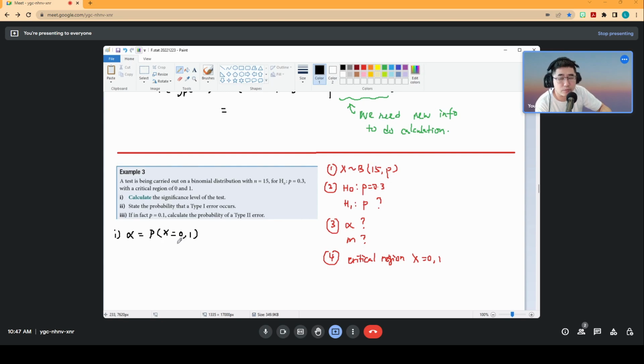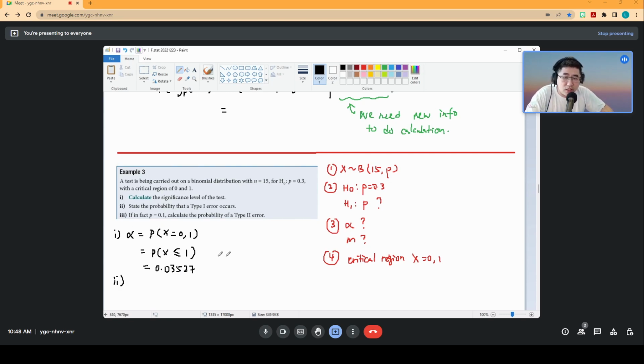They calculate the value for the critical region, the reject region. So I will have P of X less than or equal to 1. If I use my calculator, distribution binomial CD, variable x is 1, n is 15, p is 0.3. So I have 0.03527. So that's what I mean by alpha.